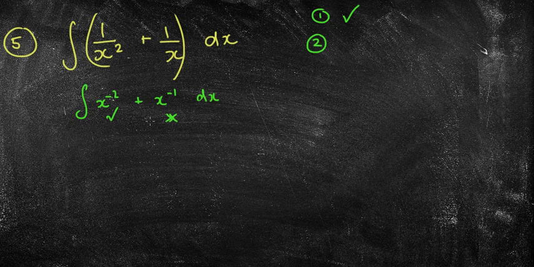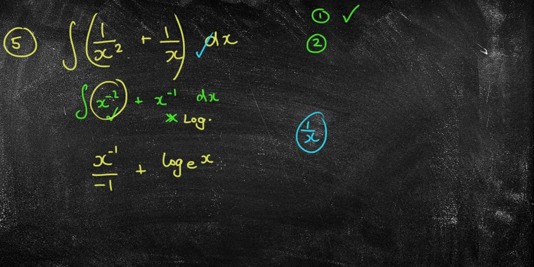So this is a bit of a combination question, because I can integrate this function here. If I integrate this, we get x to the negative 1 over negative 1. If I integrate this one, this has to be a log. So we've got here log e x. Now if I check this function here, log e x, well, that gives me 1 on x. Yes, that's correct.